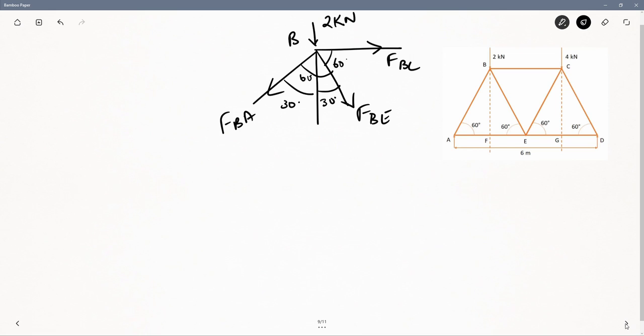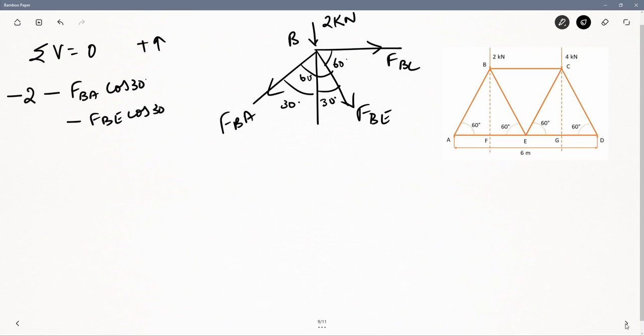The simpler method of solving this would be to first resolve it in the vertical direction again, because there are three members. If I use the horizontal equilibrium equation, there will be two unknowns. With only one known, I will not be able to solve that equation. So again, I'll start with the vertical equilibrium, which is summation of all vertical forces equal to 0, acting upwards to be positive. So I'll have minus 2 minus FBA cos 30 degree minus FBE cos 30 degree equivalent to 0.